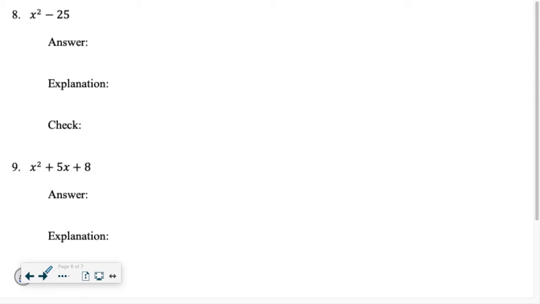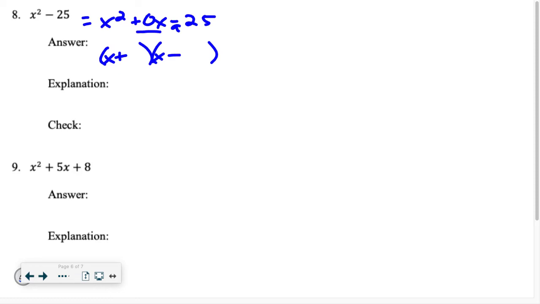Last two examples, we have x squared minus 25 here. So this one's a little bit different because we don't have a middle term. But we can treat it like this. X squared plus 0x minus 25. If I think of it this way, I'm going to go off of here. I know it needs to be x and x. I know it's a negative here, so I know it's got to be a plus and a minus.